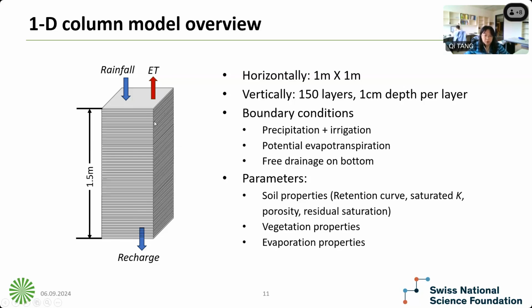And for the parameter fields, there are quite a lot of parameters, like the soil properties: the Van Genuchten parameters to define the retention curve, saturated hydraulic conductivity, porosity, and residual saturation. And we define the vegetation properties. For example, this lysimeter we use is covered by grass. So the parameters for vegetation and for evapotranspiration are also related to the vegetation type, in this case, grass.